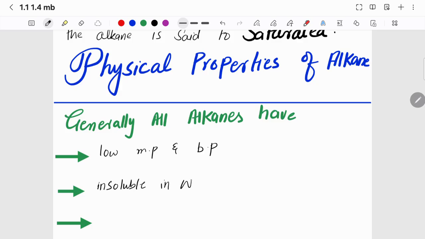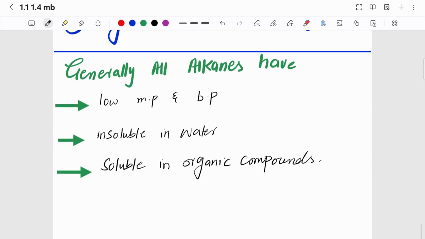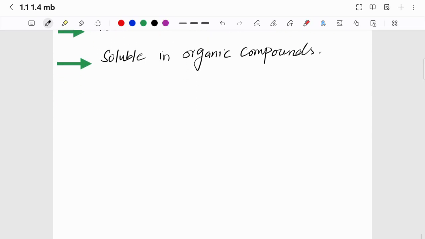Insoluble in water. Reason: water is an inorganic compound and they are organic, and they are soluble in organic compounds. These are the general physical properties of almost all the alkanes. Now there are certain properties of alkanes which vary when we move down the series.